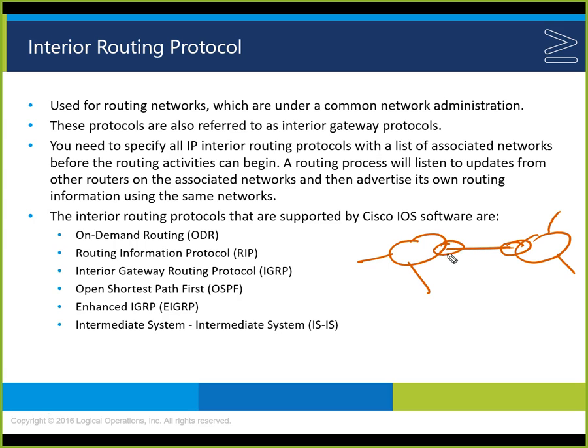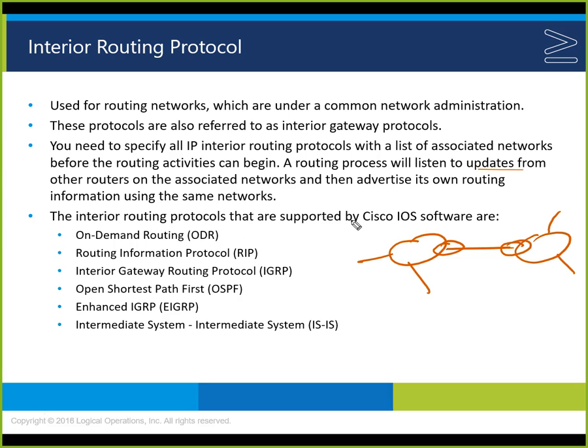What we do when we put the network for the connecting interface is it activates it on that interface and allows it to advertise off of the network. So the routing process will listen to updates from other routers on the associated networks and then advertise its own routing information to the same network. So the process winds up being similar, the same on the machines themselves.